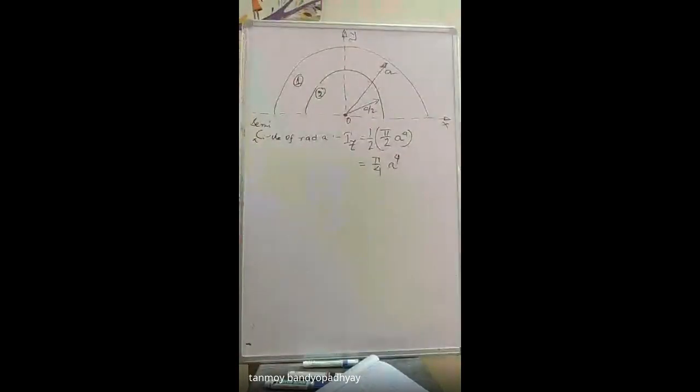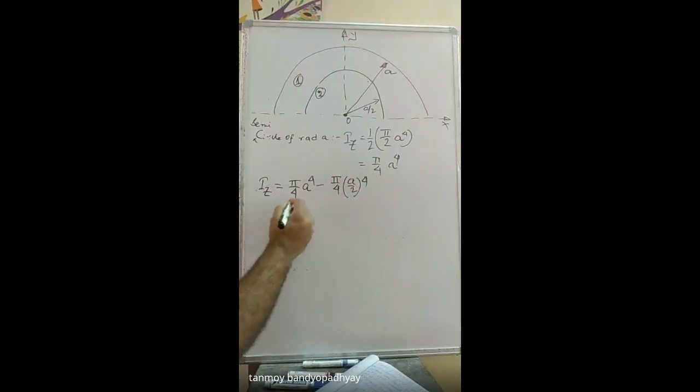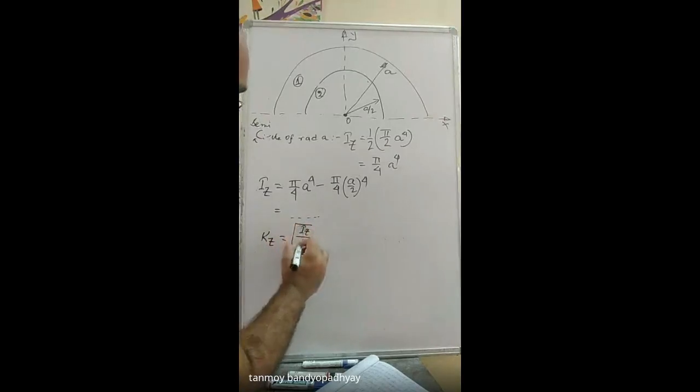So this is the Iz for the semicircle, and now for the circular cutout. So what will be the Iz for the entire thing? Iz for the entire thing will be pi by 4 a to the power 4 minus pi by 4 into a by 2 to the power 4. Just calculate this and simplify it. Kz will be equal to root over of Iz divided by A, so you have to calculate Iz divided by A.